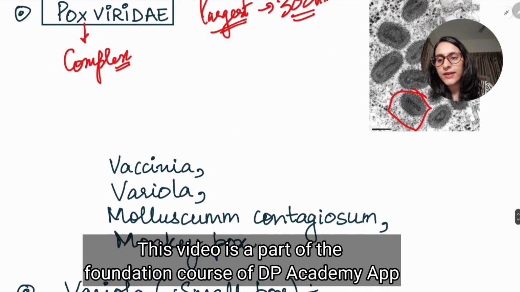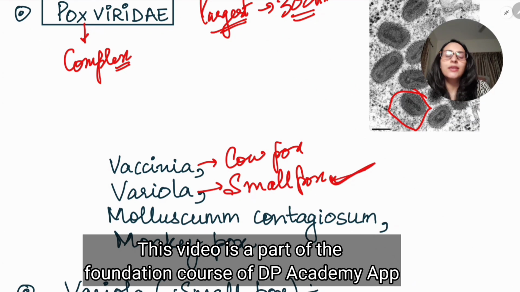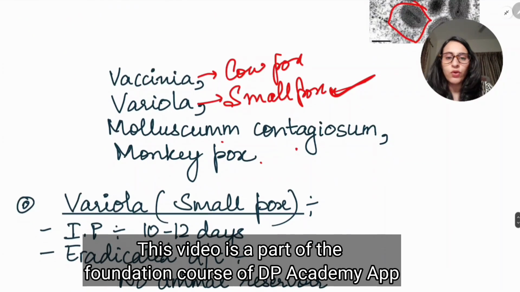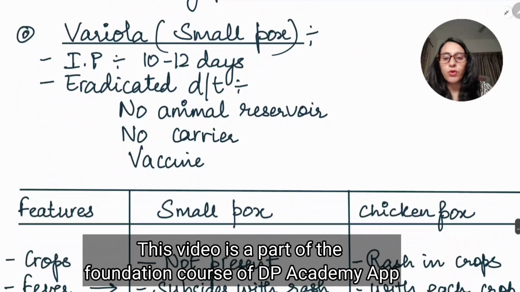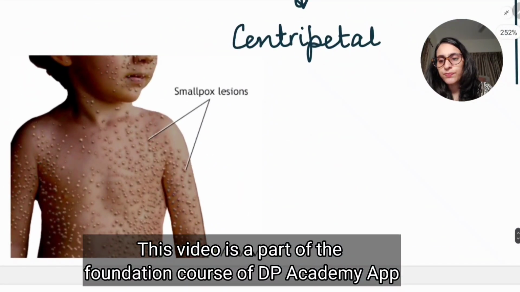So among the pox viruses, we have vaccinia, which is also known as cowpox, variola, which is also known as smallpox. And remember this thing that smallpox is eradicated. Then we have molluscum contagiosum or monkeypox. So let's talk about variola or smallpox first. See what happens in smallpox. This is a child with smallpox lesions.